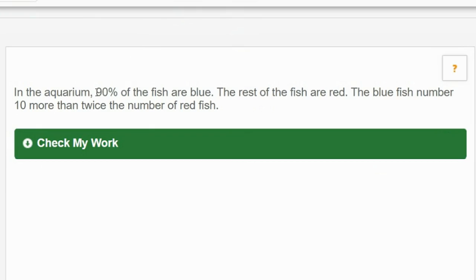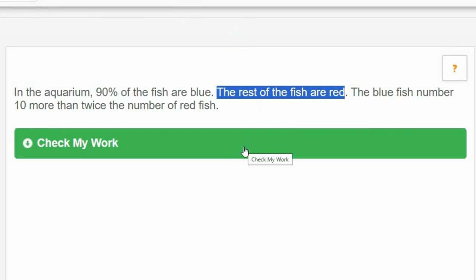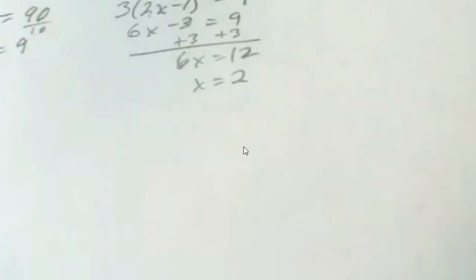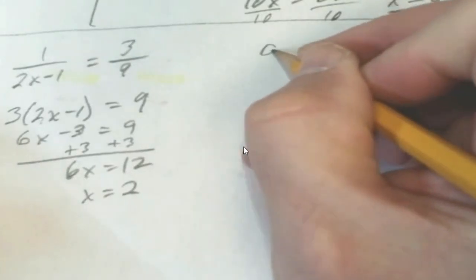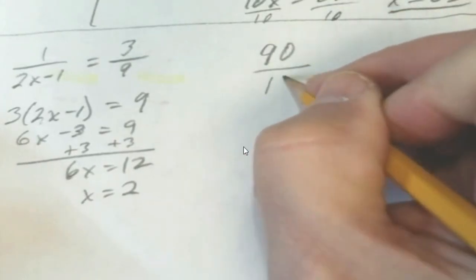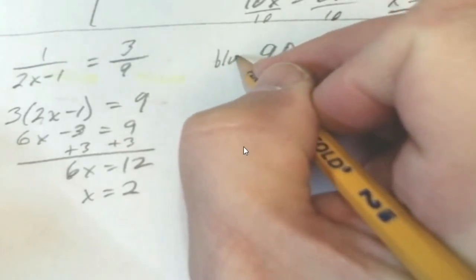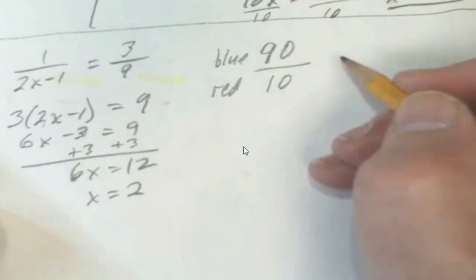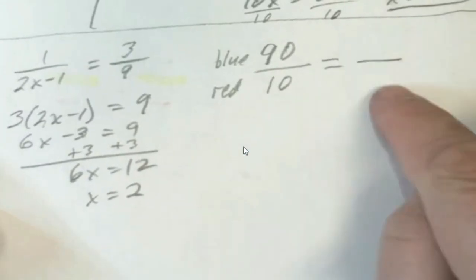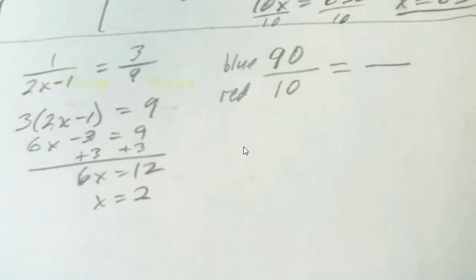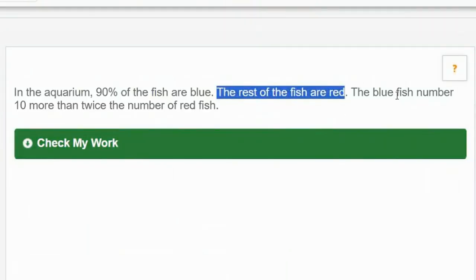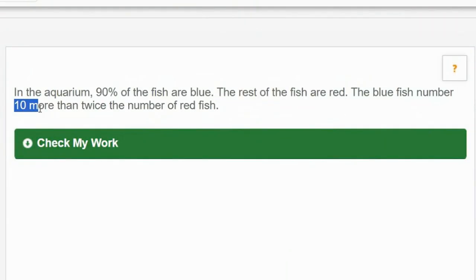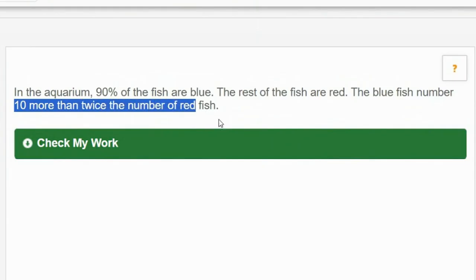In the aquarium, 90% of the fish are blue, and the rest are red. Okay, let's start that. 90 are blue, and the rest are red. So we're putting blue on top and red on bottom. We could do the other way. You just have to be consistent. So I need to put blue on top and red on bottom on the other side of the equal sign. The blue fish are 10 more than twice the red fish.